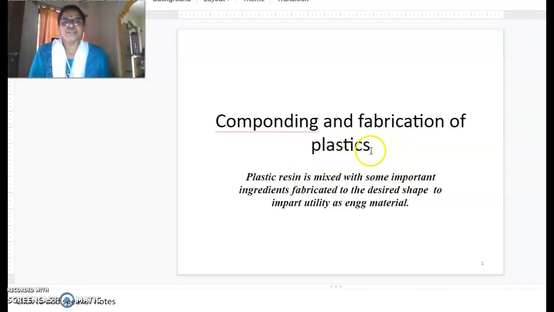So in this video lecture, I'm going to explain about compounding and fabrication of plastics. You know a plastic, you know a polymer, right? But in order to get a plastic mold, what are the ingredients required?